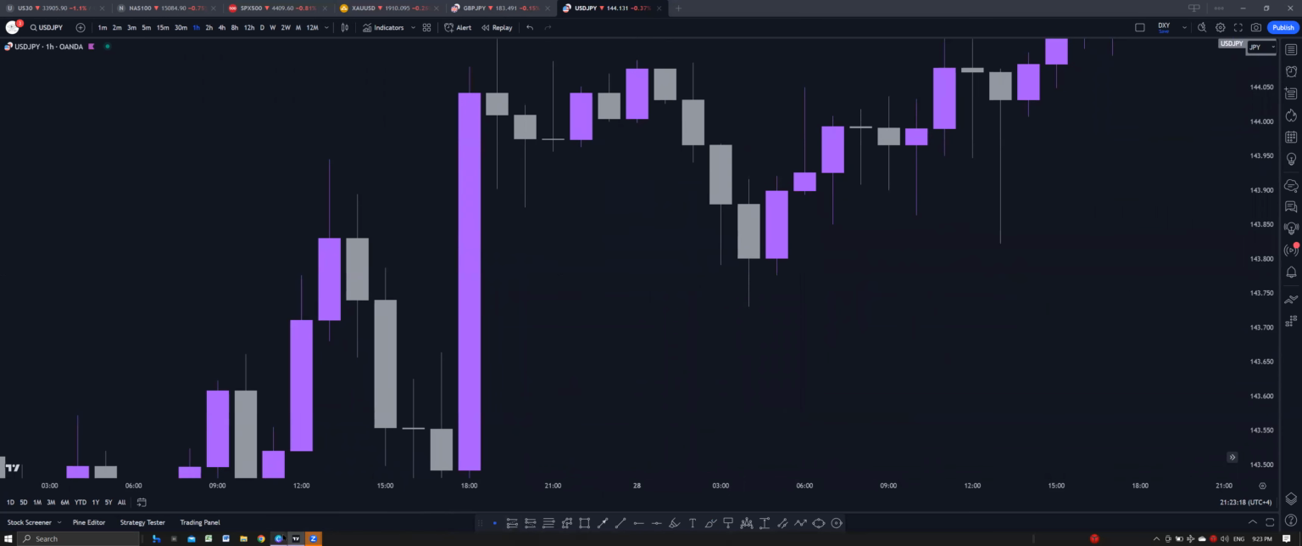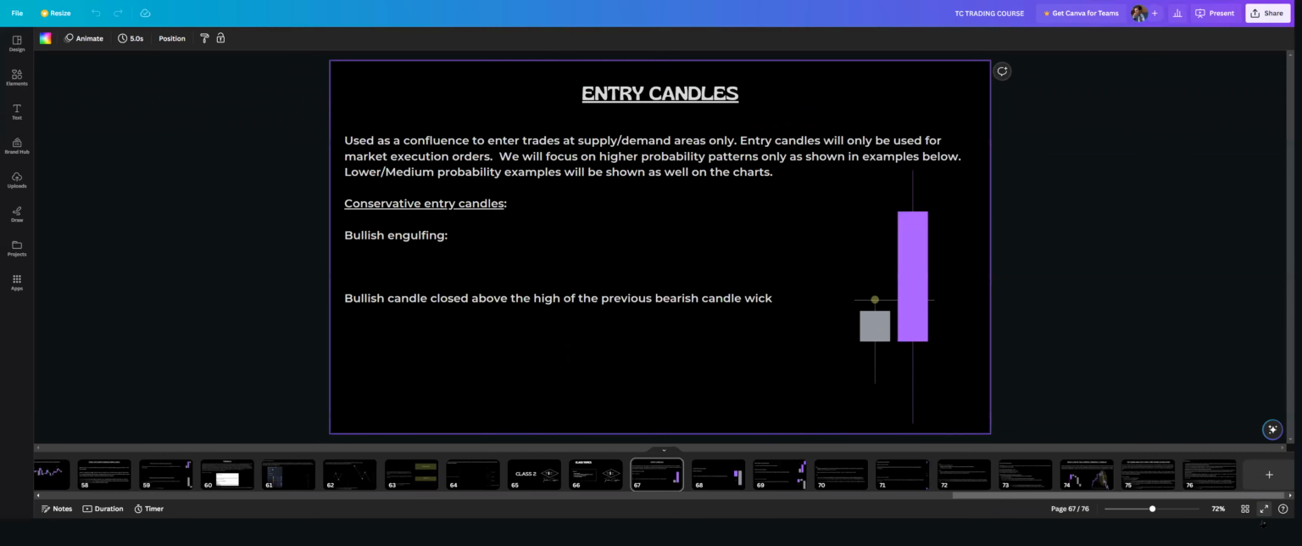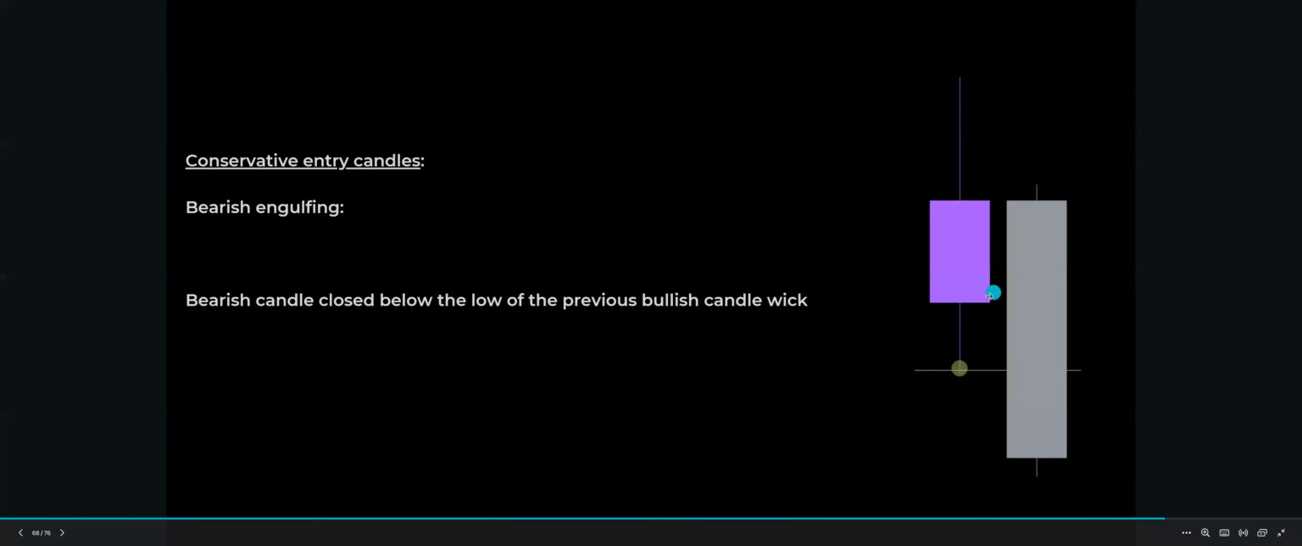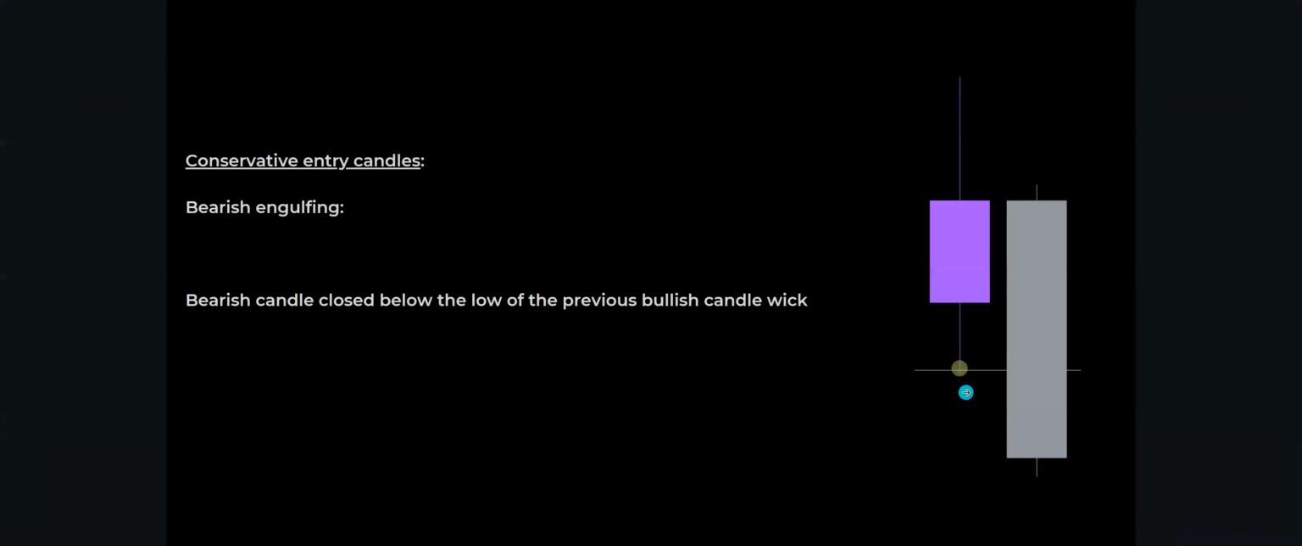Same goes for the bearish side. Let's see the next slide here. So yeah, in this example, the bearish candle closed below the low of the previous bullish candle wick, right? You see how the body is completely closed below? That shows you this is a high probability bearish engulfing, right?